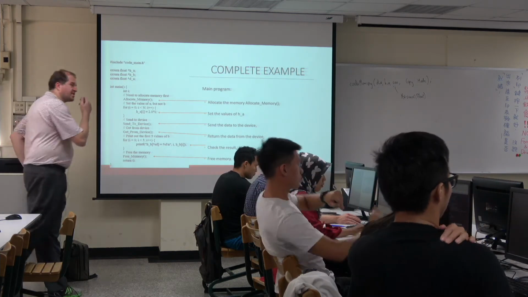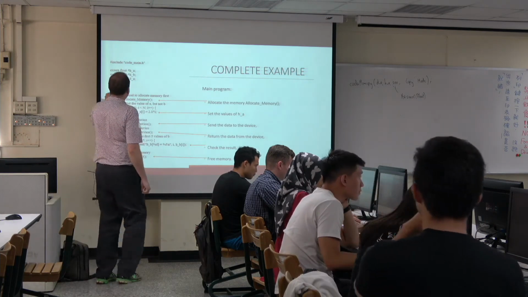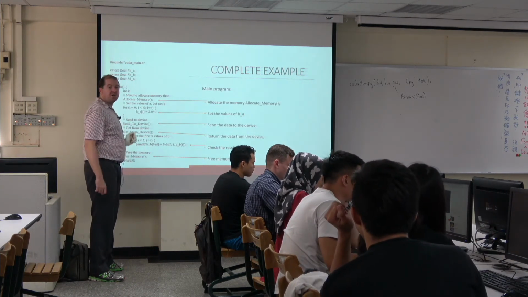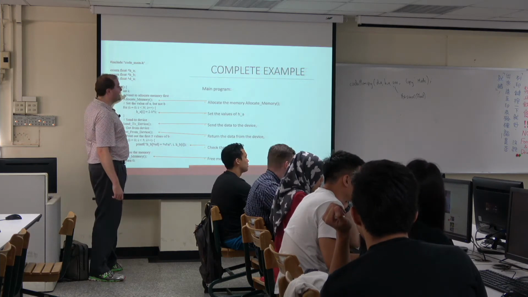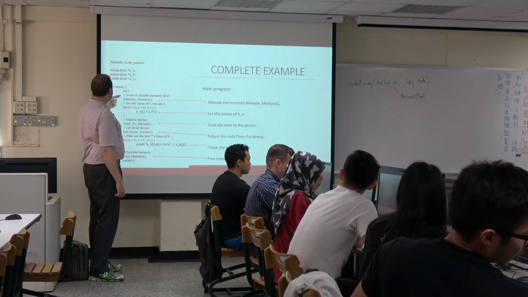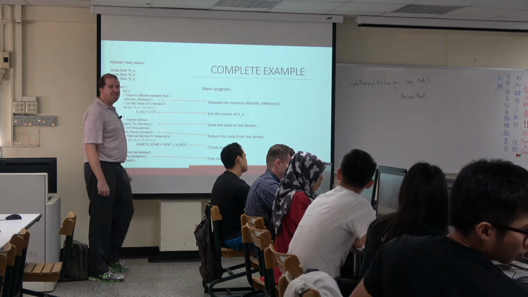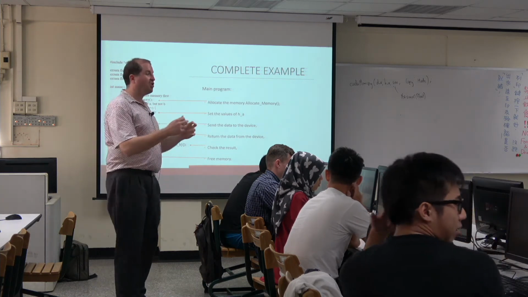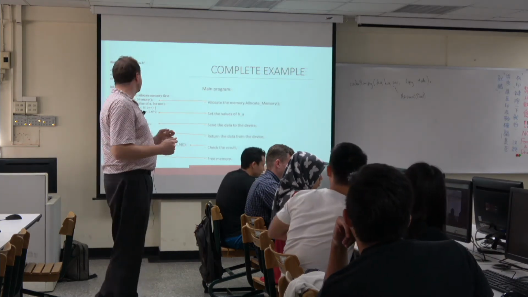So let's have a look at this code. First of all, this is obviously our C code. How do I know it's C code? Because it has the int main function. Allocate memory, this is exactly the same as the allocate memory you used before. So you guys can modify the code you wrote last week for this.